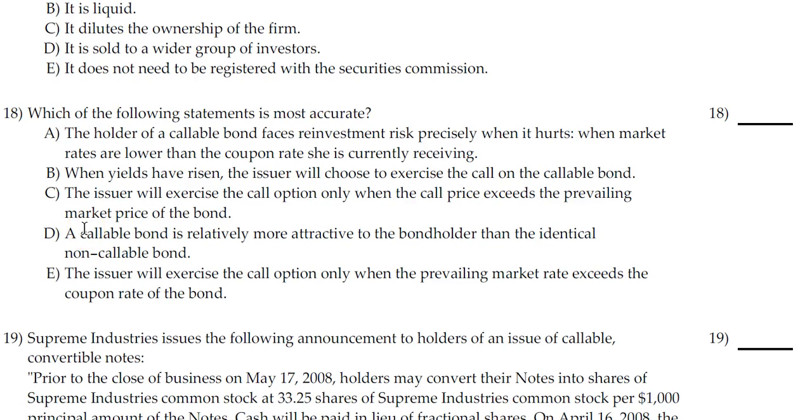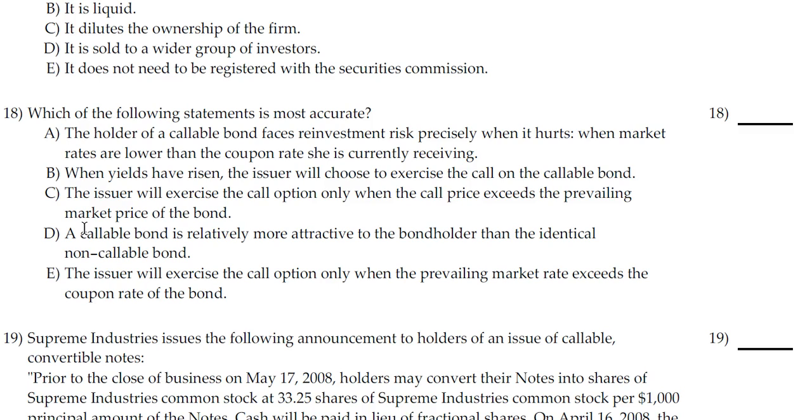Question 18. Which of the following statements is most accurate? The holder of a callable bond faces reinvestment risk precisely when it hurts, when market rates are lower than the coupon rate she is currently receiving. And this is true right away. This is the right answer. So that's kind of the drawback of the callable bond, that it is most likely to be called when the investor doesn't want to get rid of it, because the replacement bonds would have lower interest rates.